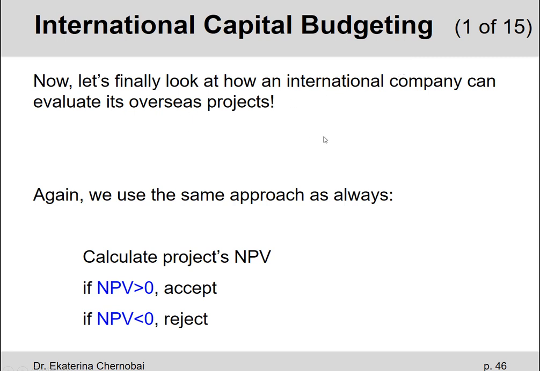It means nothing but calculating the net present value for an international company that's evaluating its overseas investment opportunity. As always, we are going to be calculating the project's net present value. If the net present value we find is above $0, we're going to recommend to accept this investment opportunity. Otherwise, if the net present value is below $0, we would recommend to reject this investment opportunity.